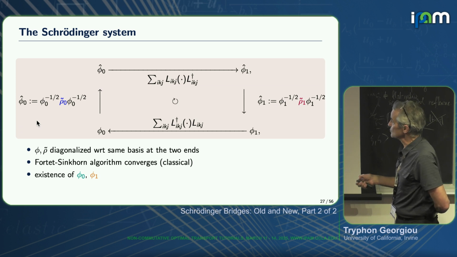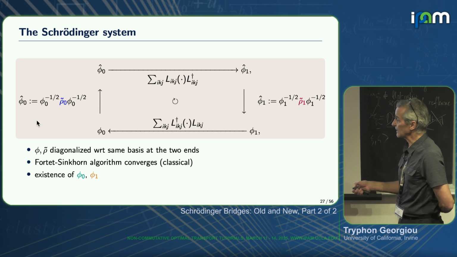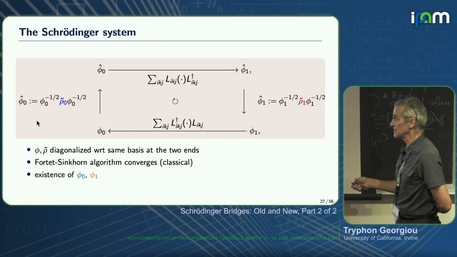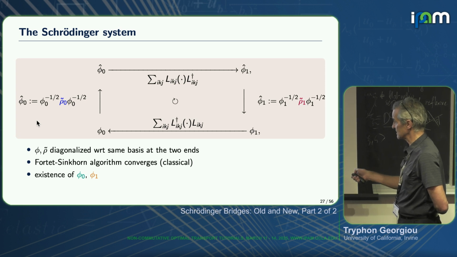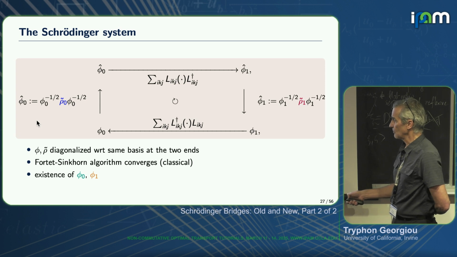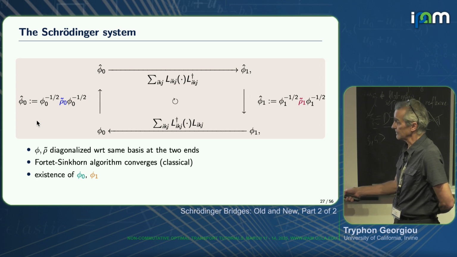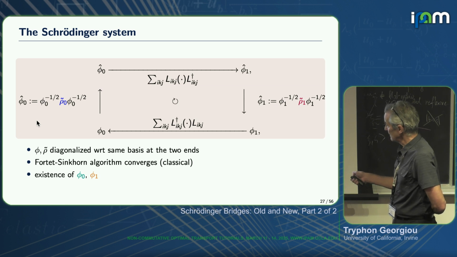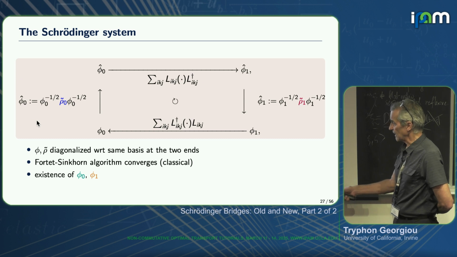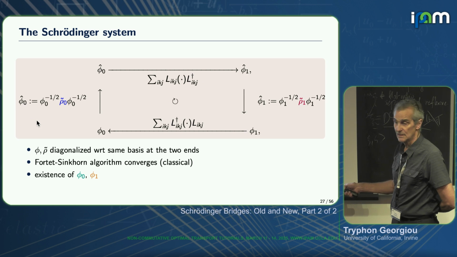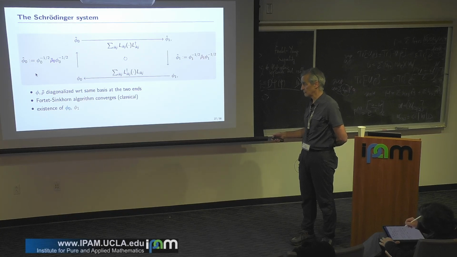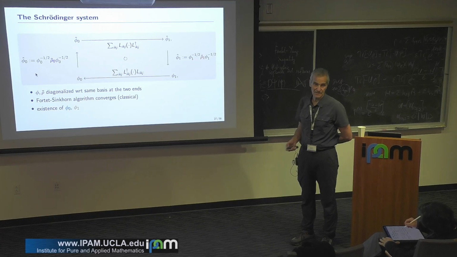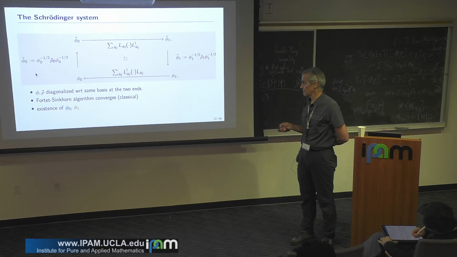So again, the Schrödinger system, I don't want to belabor the point, it's exactly what we've seen before. So you start from a phi 0 hat, you propagate with the prior Krauss map, you get phi 1, you go down by inverting the phi 1 on both sides, and you come across and you go up. Now, the thing that helps us show that everything works in this case is that the phi's and the rho tildes at the two ends of this diagram can be diagonalized with respect to the same basis at the two ends. And that makes the problem effectively classical, and the synchrony iteration converges, and therefore you have existence of the scalings. So there's nothing that is terribly surprising.